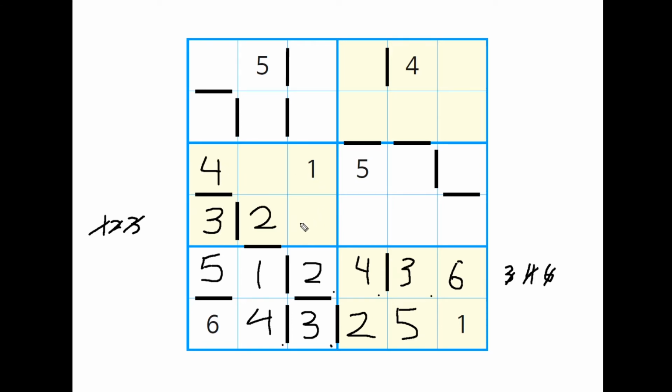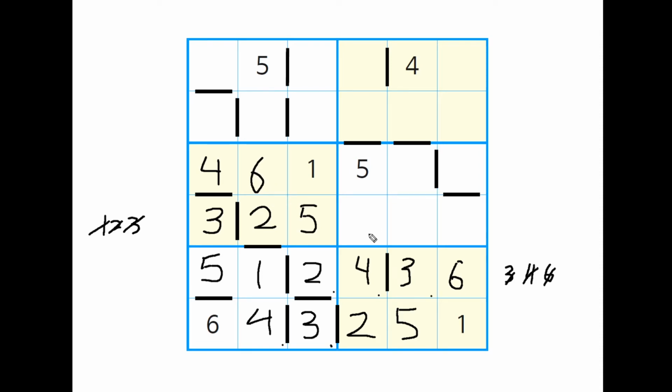And now we're left to place the numbers 5 and 6 in this block. Well, due to the number 5 in the 2nd column and 3rd row, the 5 must be placed here. And then the 6 goes here. Let's move on to the 4th block.